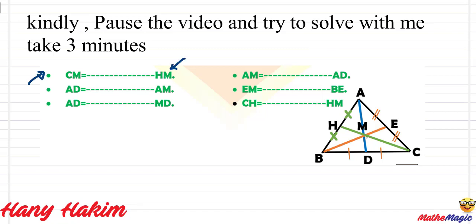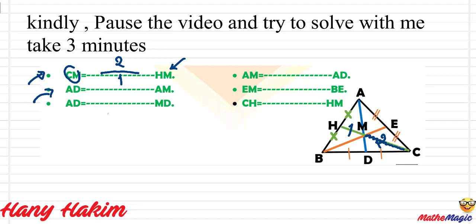For the first part, CM is a part of our median, and this is the longest part, whose ratio will be 2. HM is the smaller part of the same median, which represents 1 part from the ratio. So if you want to write the relation between them, put a fraction like this: put the ratio representing CM in the numerator, which is 2, and the representation for HM in the denominator, which is 1. So it is 2 over 1.